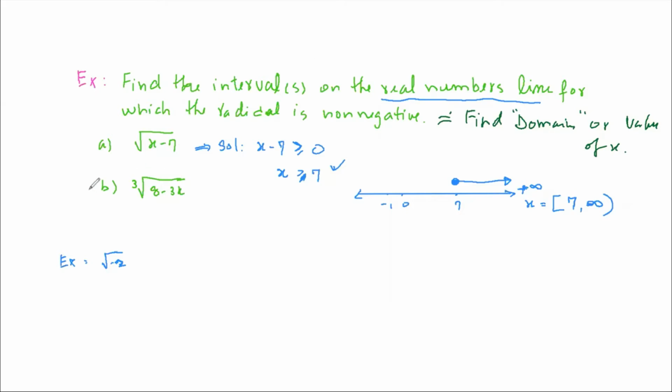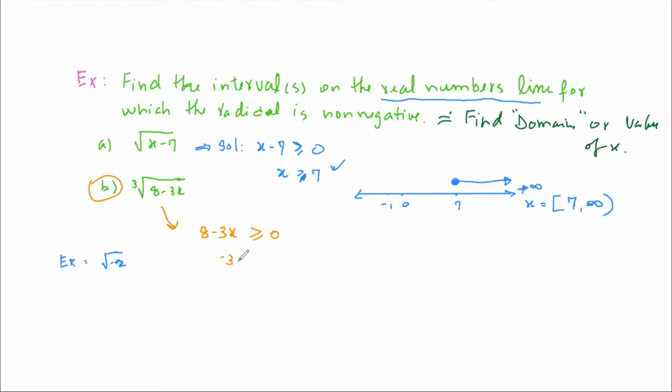Okay, so next we do question B. Question B. So again, this is a cube root, right? The cube root of 8 minus 3x. Then you do the same way. Under the root, no matter what kind of root, fourth root, fifth root, or square root, cube, fourth, fifth, it must be greater than or equal to 0. So then you do the same way: 8 minus 3x greater than or equal to 0.